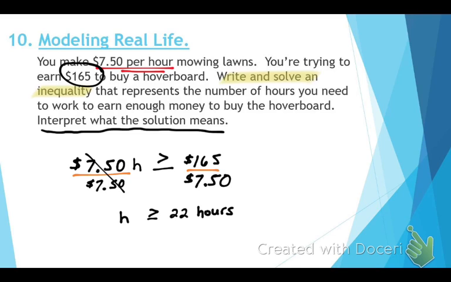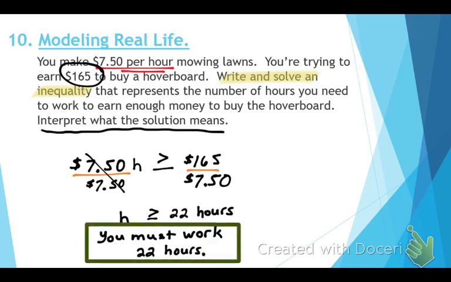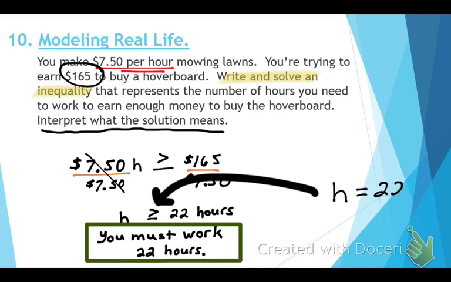Now it tells us, once again, interpret. What in the world does that mean? This is what many people wrote down. I had a lot of people tell me this on their quiz. You must work 22 hours. Class, if this right here said H equals 22, that would be a correct statement. But does it say H equals 22? No, it says H is greater than or equal to 22 hours.